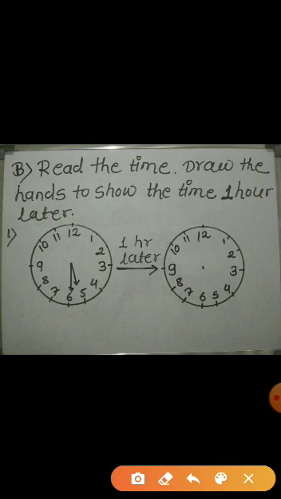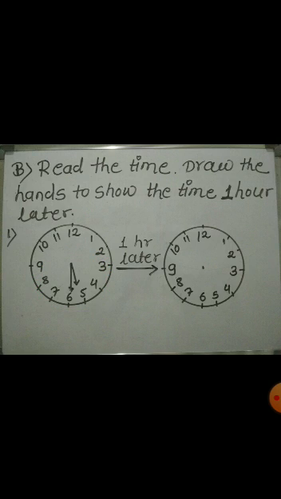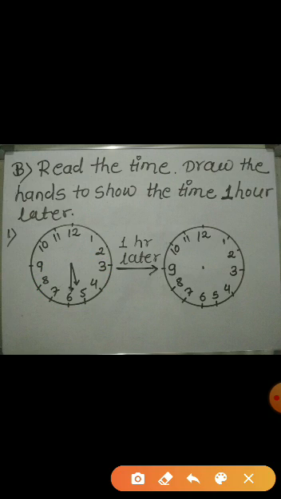Now coming to the question number B. Read the time. Draw the hands to show the time 1 hour later. Here you can see there are two clock faces. In the first clock face, the time is already shown and we are asked to draw the hands to show the time 1 hour later.